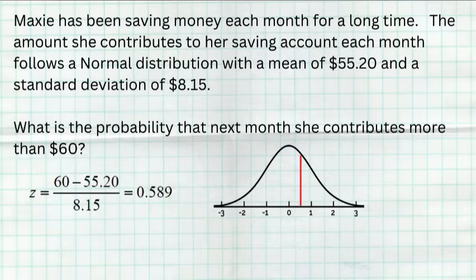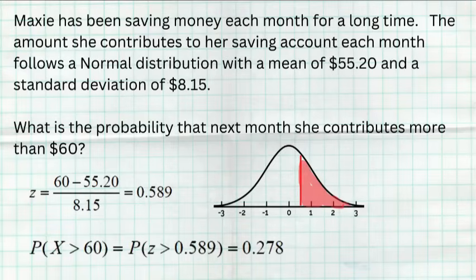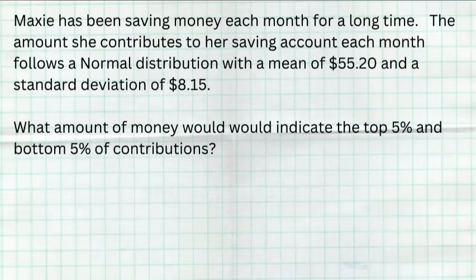Then we want to find the probability that a particular outcome, how much money she contributes, is greater than 60, which is equivalent to a z-score being greater than 0.589, which I have shaded in red. And again, you could use a z-table or you could use your TI-84 calculator to find that probability, and we get 27.8%. So there's a 27.8% probability that in any given month she contributes more than $60.